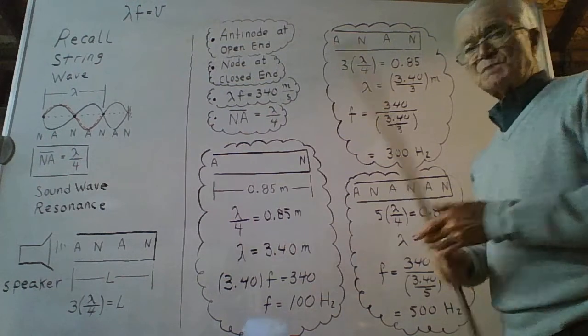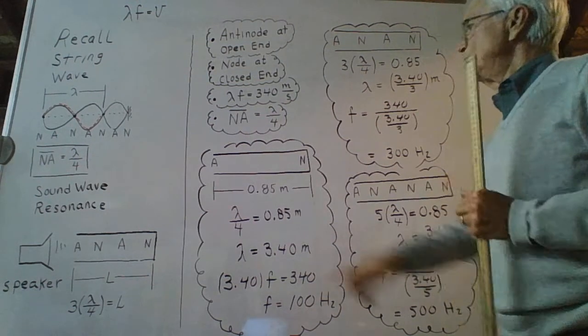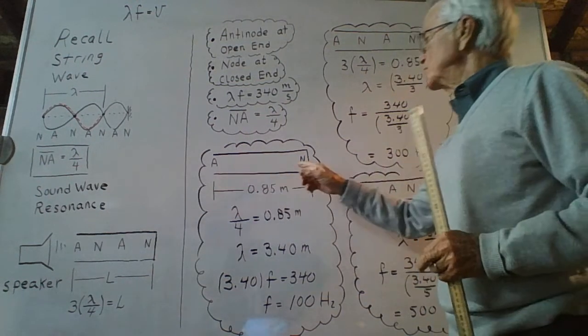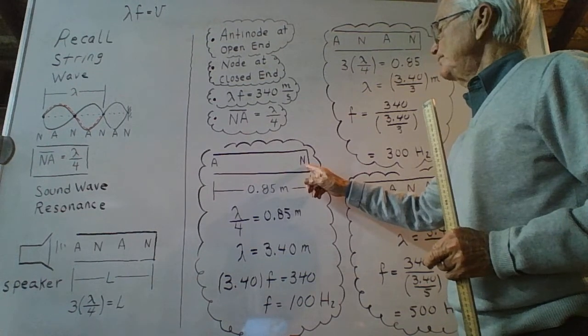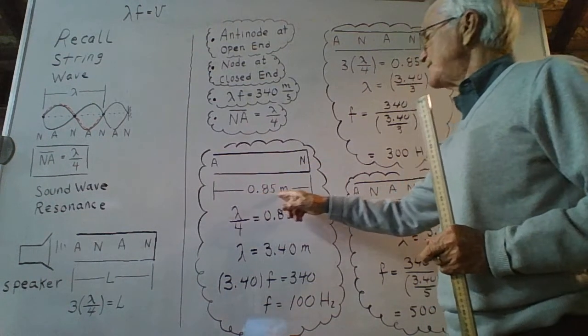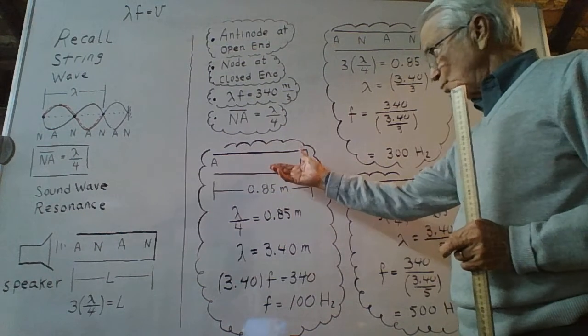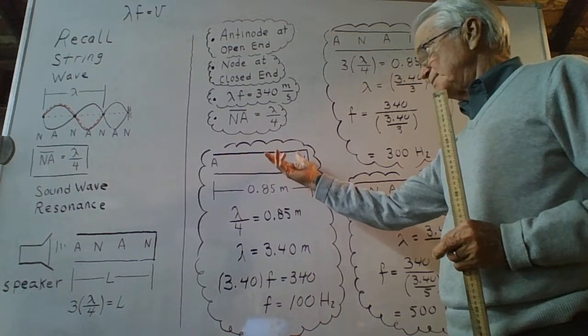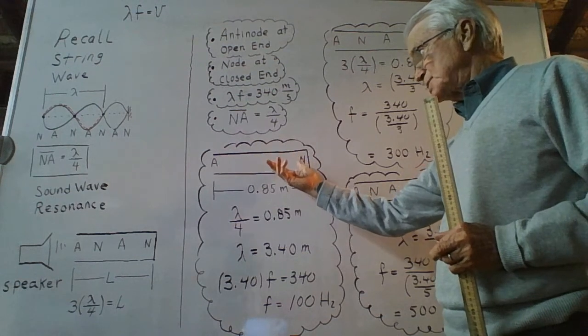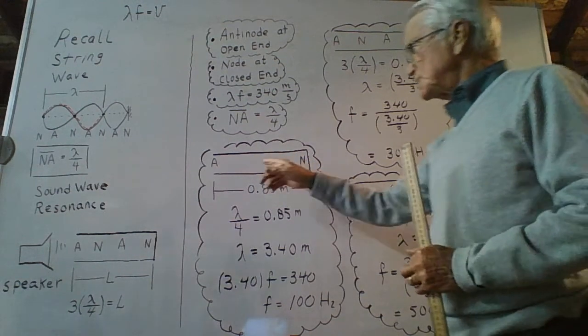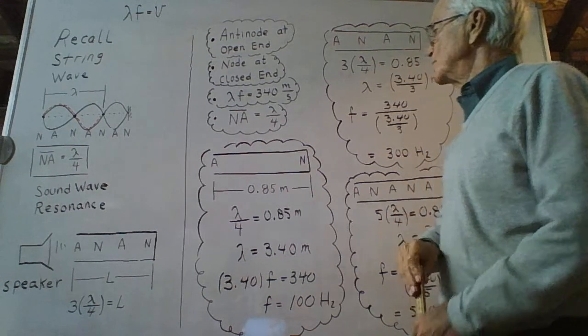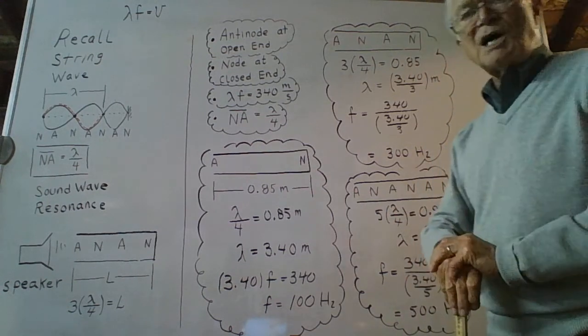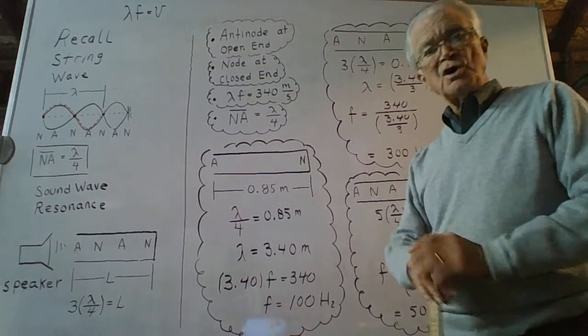Now, let's look at a specific example of a tube open at one end, closed at the other. Its length is 0.85 meters. This is one of the virtually infinite possibilities of a resonance condition that can exist. This particular configuration occurs for the lowest possible frequency that will cause a resonance.